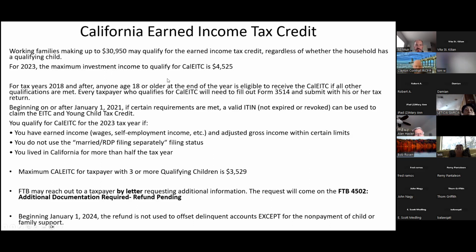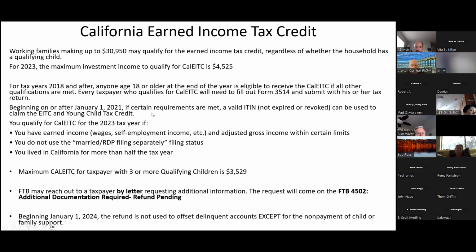And then for the particular credit, as we've mentioned before, wage earners and self-employed individuals are eligible, and you do have to fill out Form 3514. So you're going to be populating that in the software. That particular form is called the California EITC form.